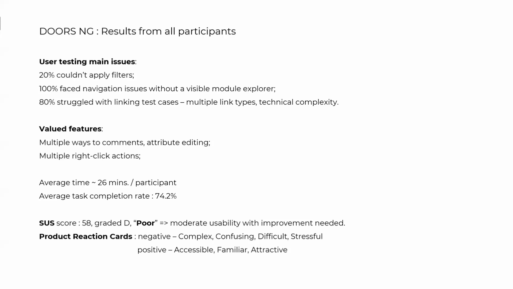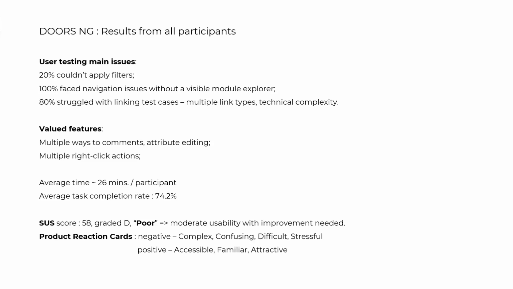From the user testing session, 20% of the participants couldn't apply the given filters. All of them had navigation issues without a visible module explorer. 80% of them struggled with linking the test cases to some requirements due to the multiple link types offered by the tool. Although the participants valued some of the tool's features, like the multiple ways to add comments, attribute editing, informing some of the users on the changes.